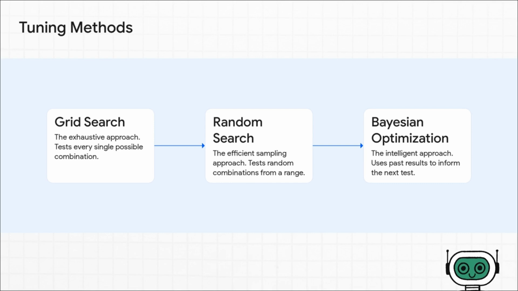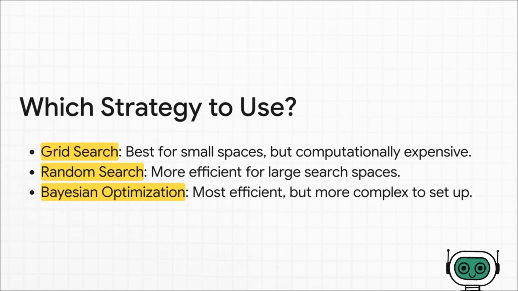And finally, there's Bayesian optimization. This is the intelligent approach. It runs a test, looks at the result, and uses that information to make a smarter guess about what to try next. It learns as it goes, so it doesn't waste as much time exploring bad combinations. So, which one should you pick? It's a classic trade-off. Grid search is fine for a small number of dials. Random search is a fantastic default for bigger problems because it's so much faster. And Bayesian optimization is the most efficient. It's perfect when each training run is really expensive, though it does take a bit more work to set up.